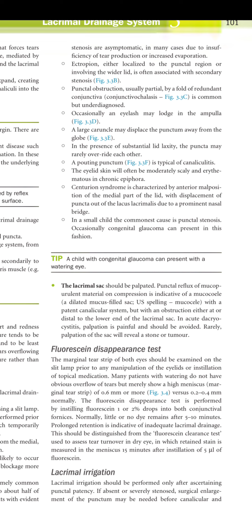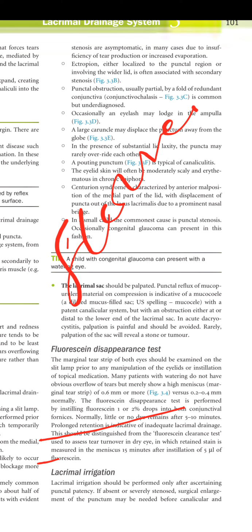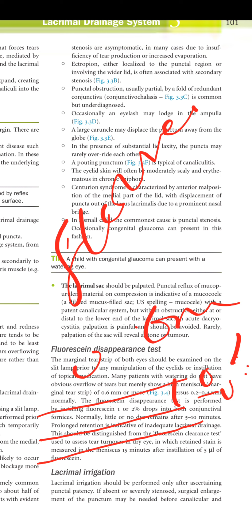This should be distinguished from the fluorescent clearance test used to assess the tear turnover in dry eye, in which the retained stain is measured in the meniscus 15 minutes after the instillation of 5 microliters of fluorescein. So another test is the fluorescein disappearance test. Sometimes a tear film can be seen on the lower eyelid margin, and basically the meniscus is normally about 0.2 to 4 mm, but when it is greater than 6 mm it indicates a higher meniscus.